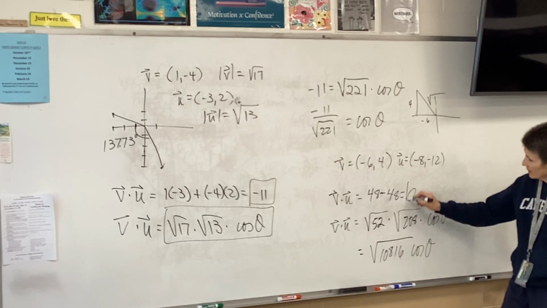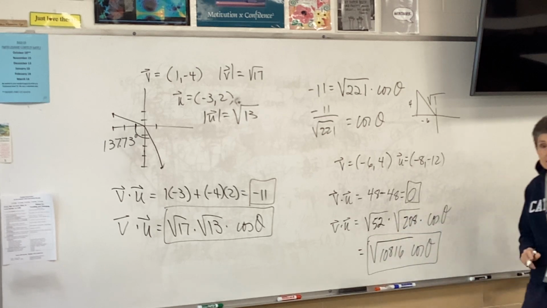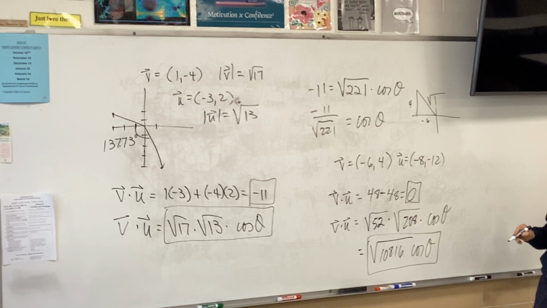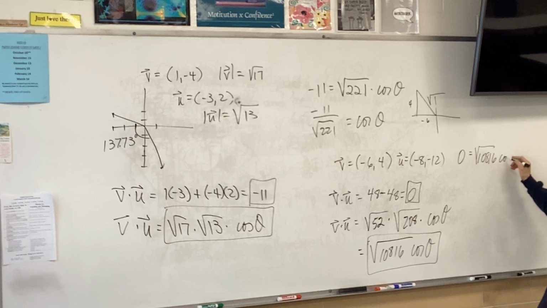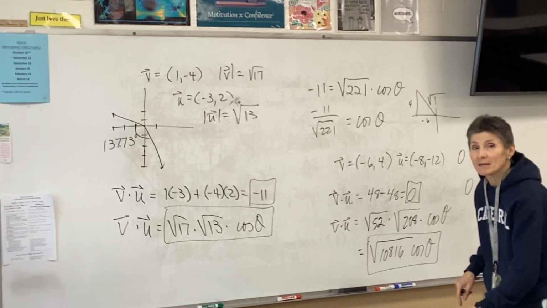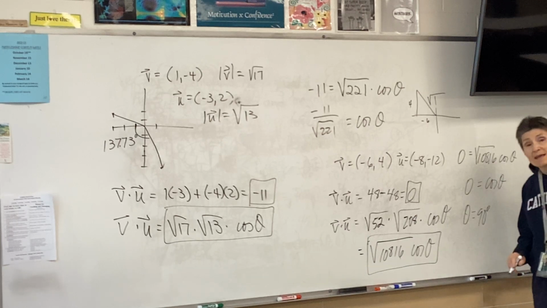So my dot product is this, and my dot product is this. So I'm going to set those equal to each other. So 0 equals the square root of 10816 cosine theta. So cosine theta equals 0. Well, what angle has a cosine of 0? You should know that. But if you don't, take the inverse cosine of 0 on your calculator, and what happens? The angle between these two vectors is 90 degrees, which means they are orthogonal.